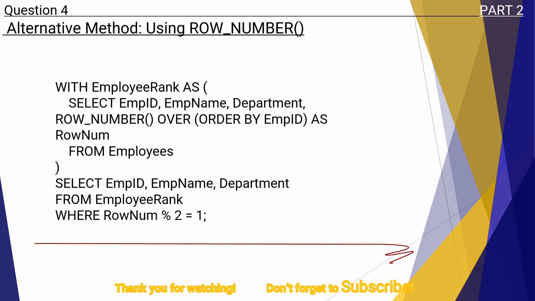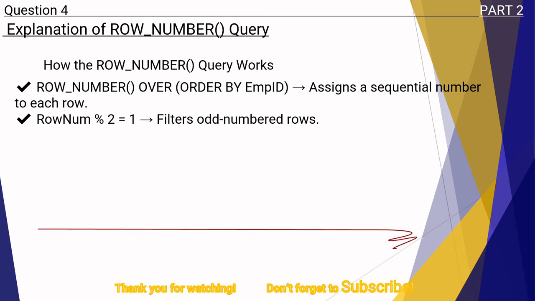Another method for selecting alternative records is using the row number function. This method assigns a sequential row number to each record and then we filter those with an odd row number. Here, row number assigns a unique row number to each employee based on their employee ID. We then filter the results using the modulus operator to get every alternative record starting from the first.